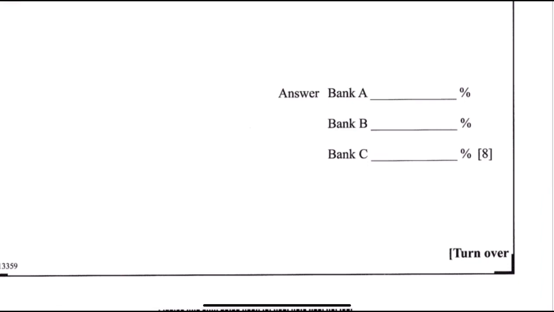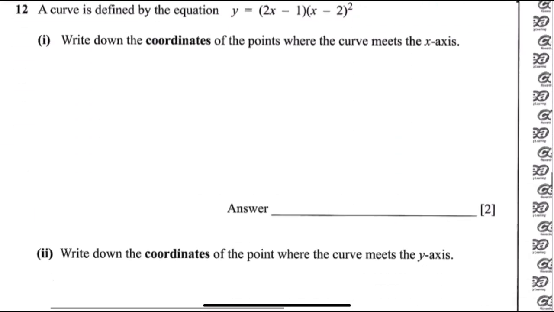So bank A was 1%, bank B was 2.5%, that was my x, and then my y, and then my z was a 4.5. So there we go.